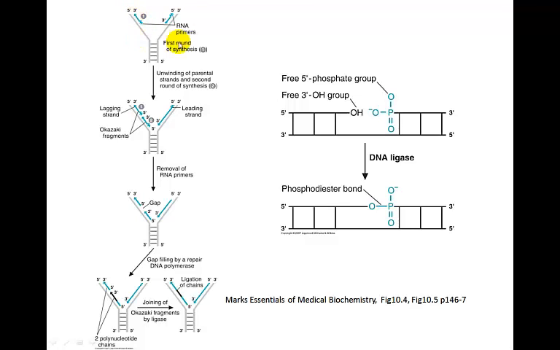So the fork is opening away from the lagging strand, whereas the leading strand is being extended as the fork is opening, and the extension is towards the replication fork. So here's our first round of synthesis. So unwinding of parental strands and a second round of synthesis. So as this one opens up, our leading strand is being synthesized. And here's our second primer, and here's our second extension of DNA.